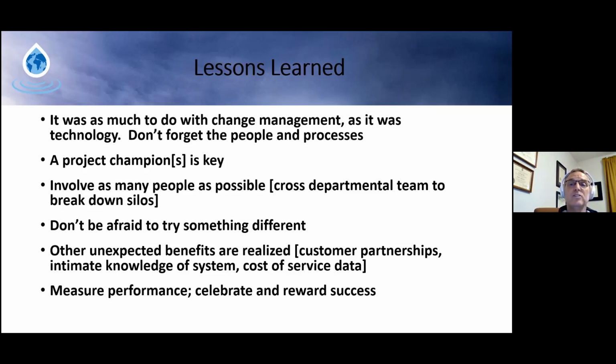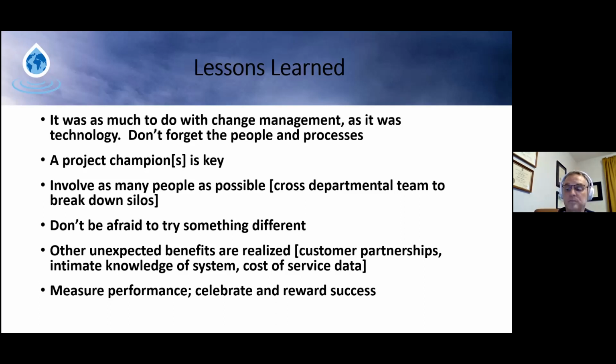Last but not least, and this is something we often forget to do. Yes, we obviously should measure performance. You need those metrics to say how you're doing, set your goals based on those metrics. But when you reach those goals, absolutely you should celebrate and reward that success. And sometimes we don't do that enough, especially in the public sector. Sometimes it's even frowned upon. But ironically, the private sector does this all the time. Here's where we can take a lesson from the private sector and apply it in the public sector, and it works very well.